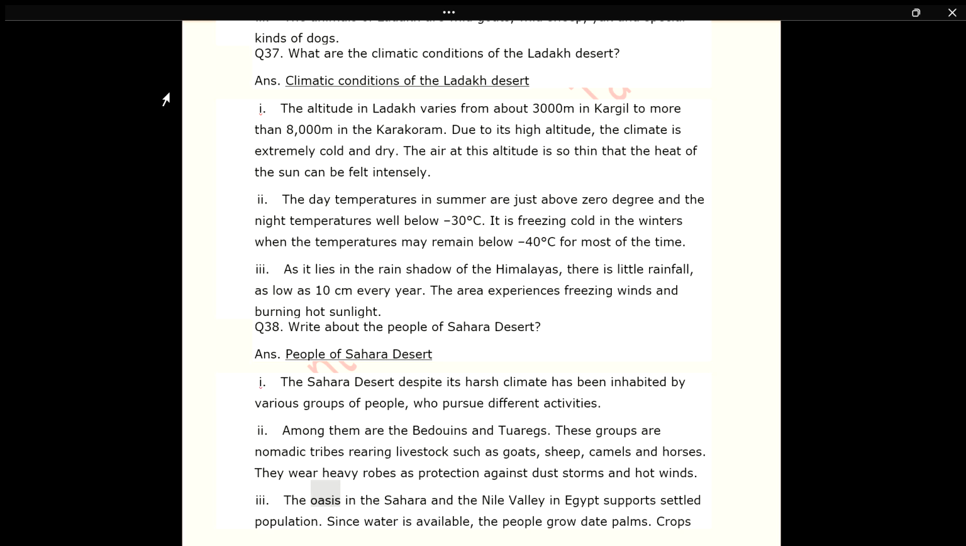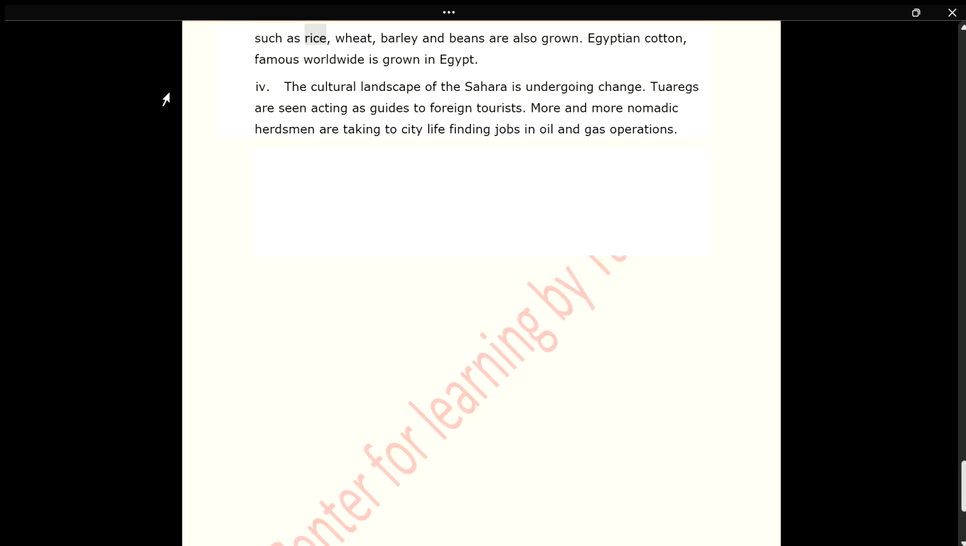3. The oasis in the Sahara and the Nile Valley in Egypt support settled population. Since water is available, the people grow date palms. Crops such as rice, wheat, barley and beans are also grown. Egyptian cotton, famous worldwide, is grown in Egypt.